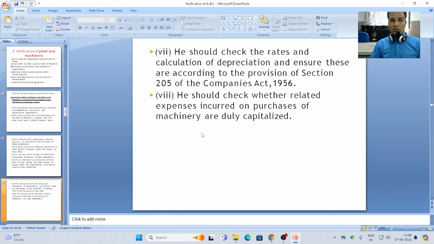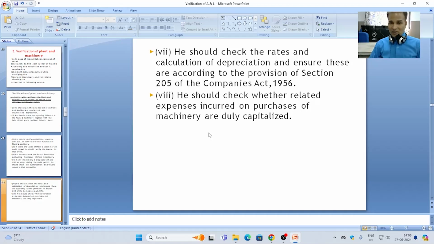Because by the use of any type of plant and machinery, depreciation should be there. So it has to be accounted for properly. Depreciation should be shown separately on the debit side of the profit and loss account and also deducted from the amount of plant and machinery on the asset side of the balance sheet.